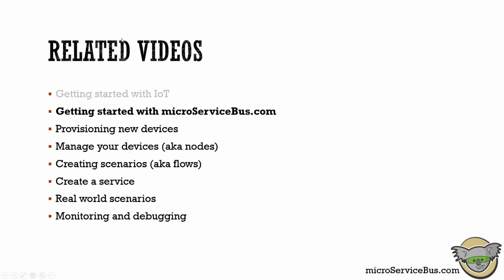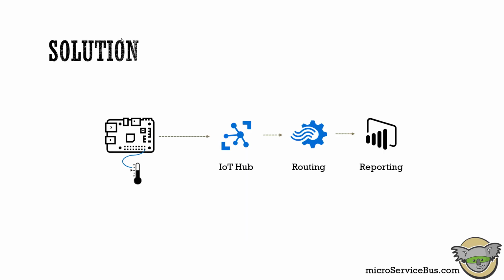In this video, we are going to cover pretty much everything there is in microServiceBus, but on a pretty high level. And we will leave you to visit the other videos for more details on each subject. We're going to use the same solution we did in the last video, and that's going to be a Raspberry Pi. Not because it's a very good IoT device, but because it works very well for prototyping and one that many of us already have and can start playing with.